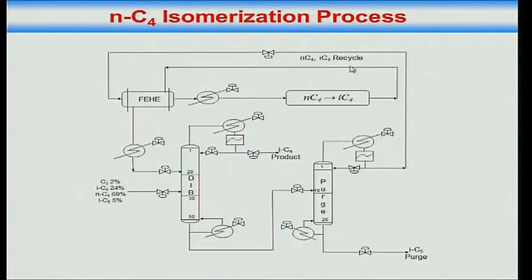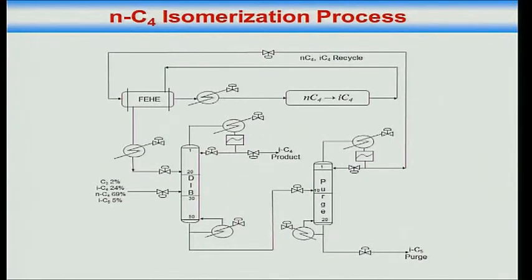The reactor outlet is used to preheat the reactor feed, and then the outlet from the feed effluent heat exchanger is cooled and condensed. Because NC4 has been converted to IC4 in the reactor, this stream is richer in IC4, therefore it is fed 10 trays above, I think, or 20 trays above the fresh feed in the deisobutanizer column. Okay, so this is the process.